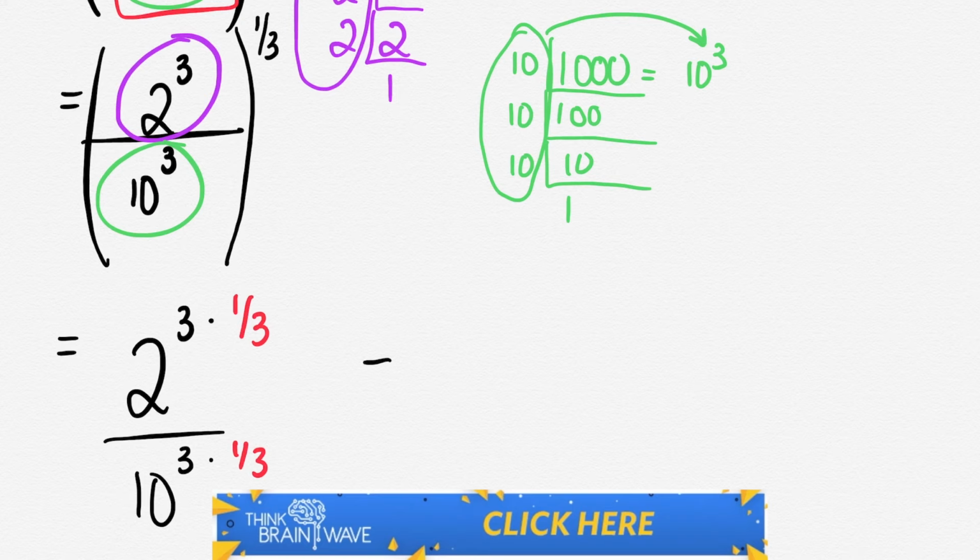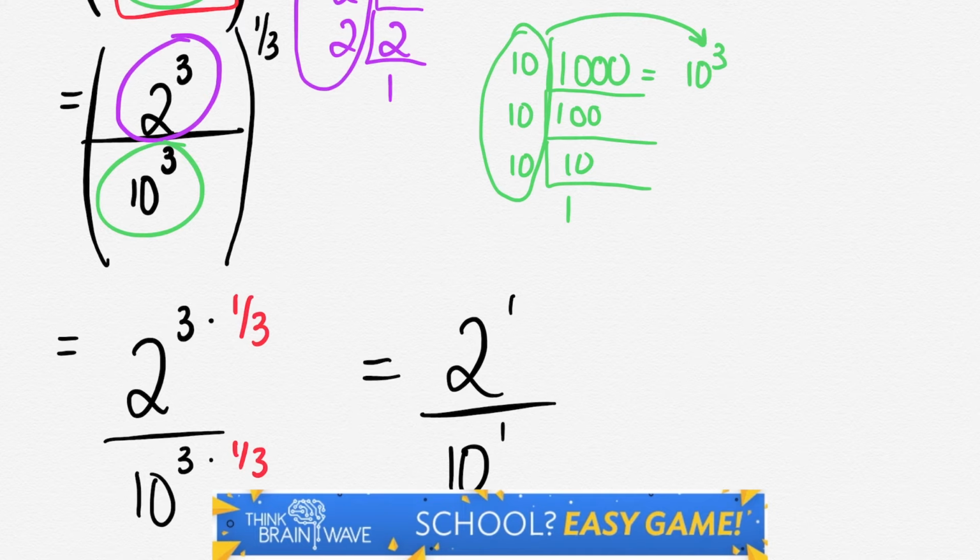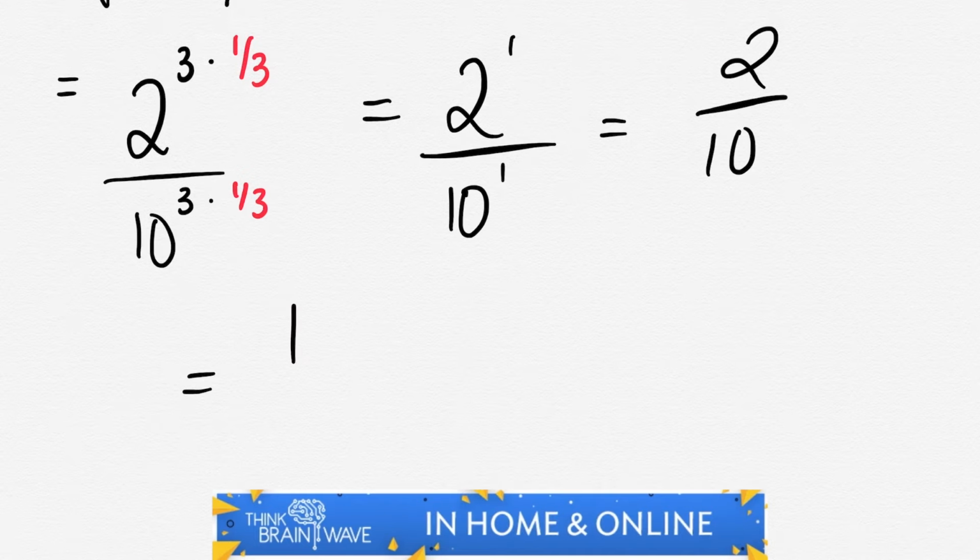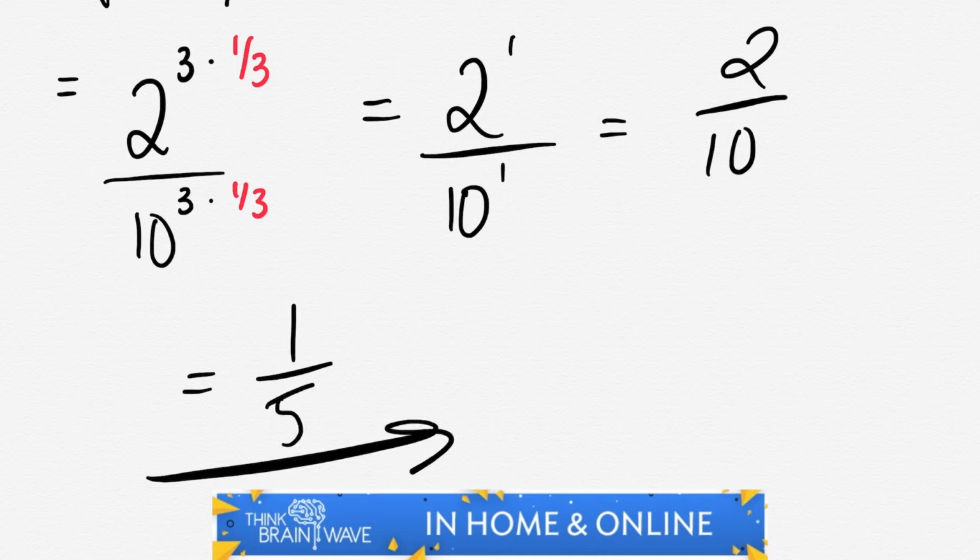And this will leave us with 2 to the power of 1 and 10 to the power of 1. Simply put, we have 2 over 10, and we now have 1 over 5. Easy game.